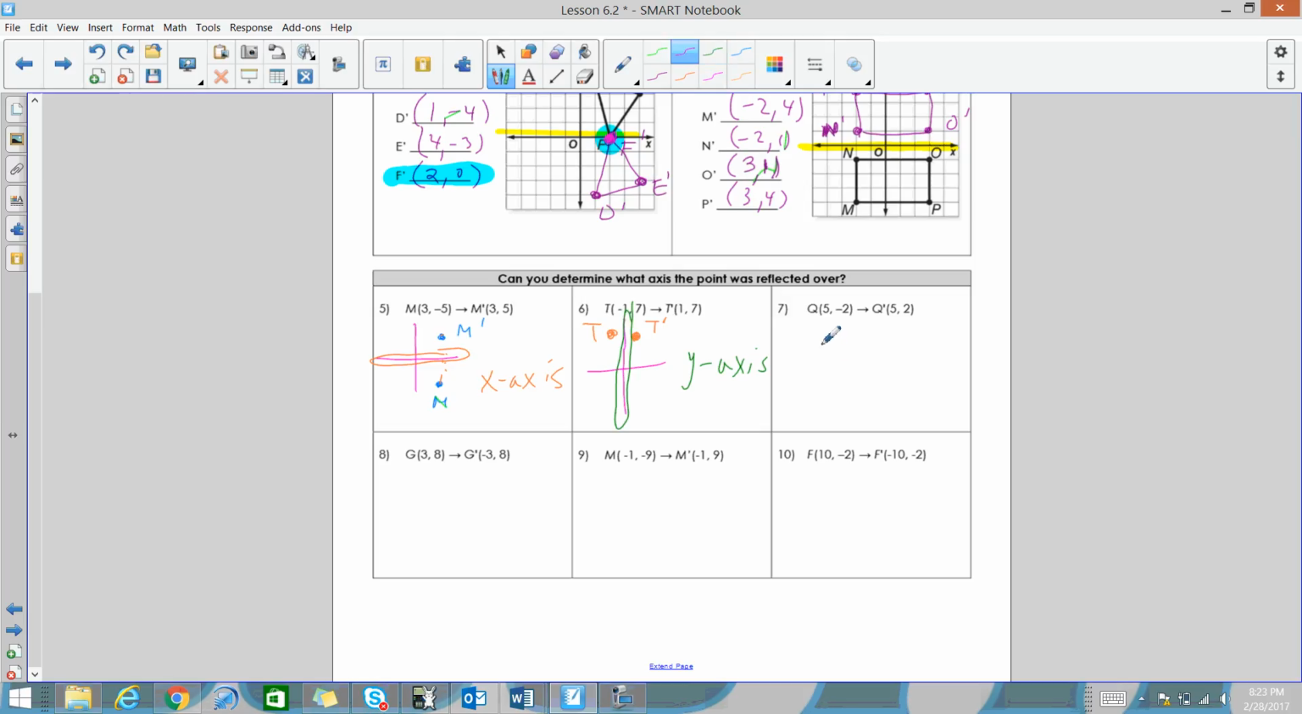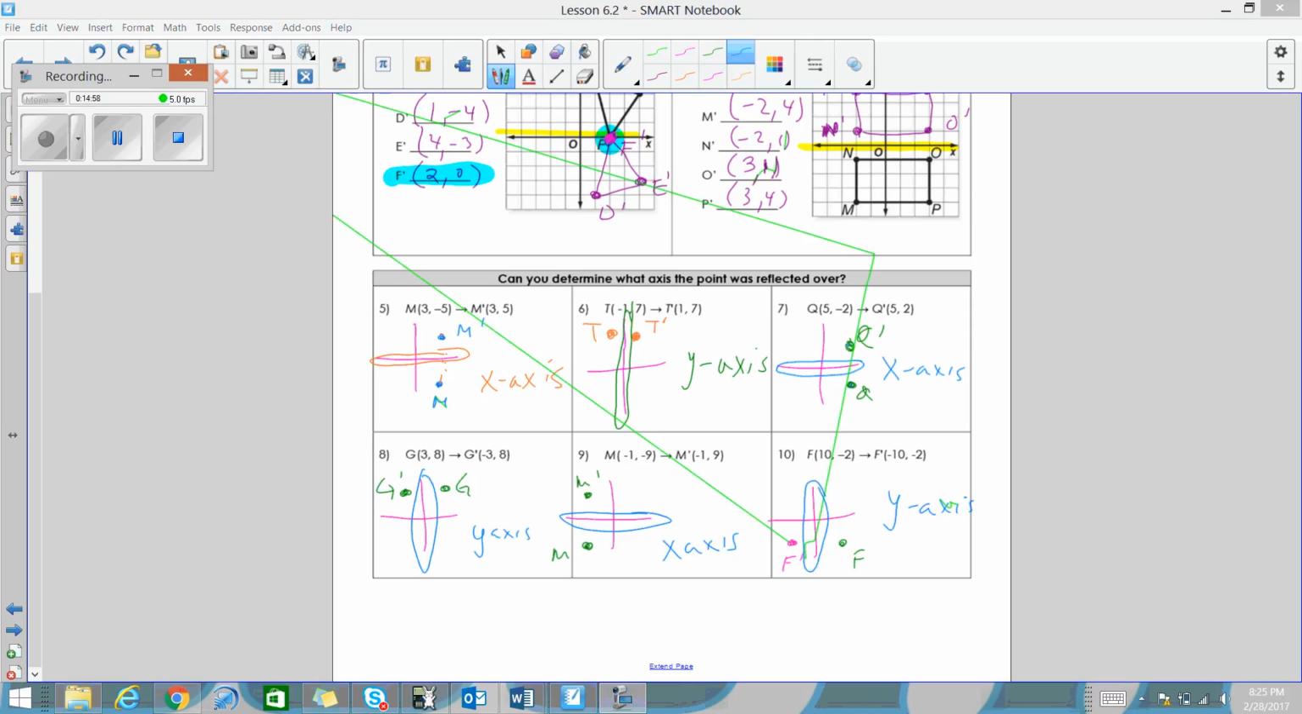All right, I'm going to do one more and then I'm going to let you try. So here we go. I draw a mock diagram. I start with 5, negative 2. 5, negative 2 means right 5, down 2, so it's just around here. That's Q. Q prime is 5, 2. That means right 5, up 2. So this is Q prime. Think about it. What's the axis that you went from Q to Q prime over? Well, if you touch each point, you're going to realize you went over the x-axis. All right. So what I'd like you to do is pause your video and try 8, 9, 10. Press play when you're done.